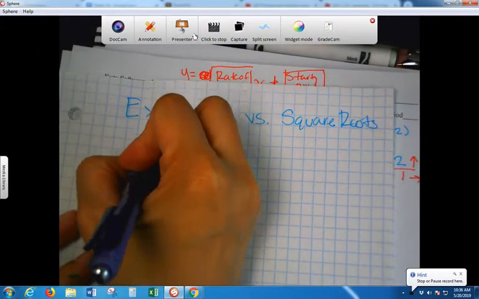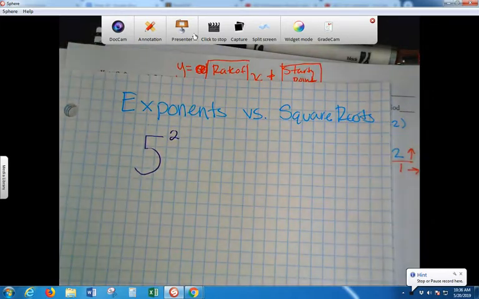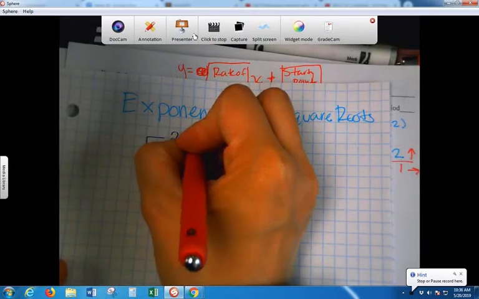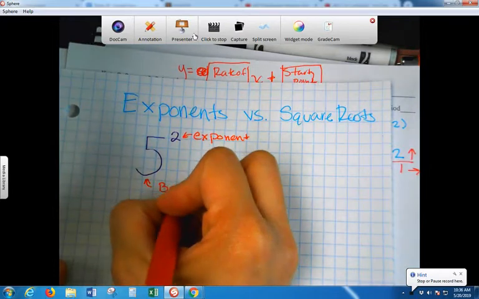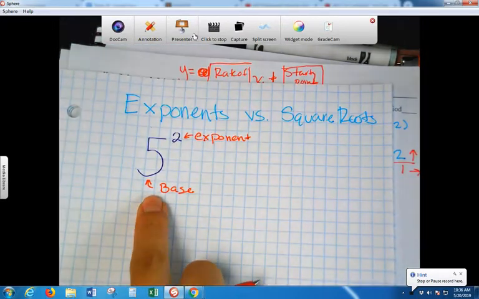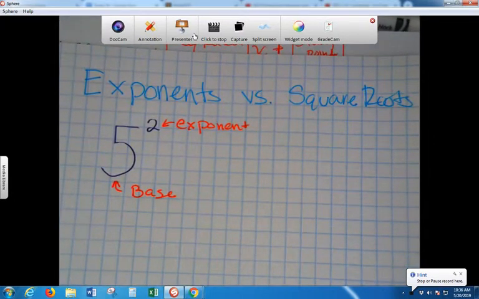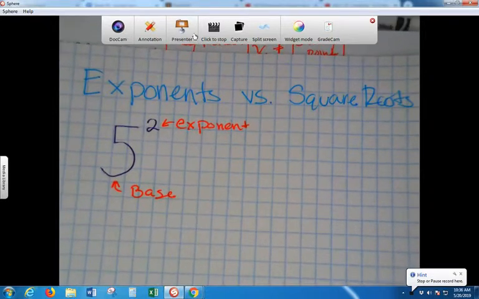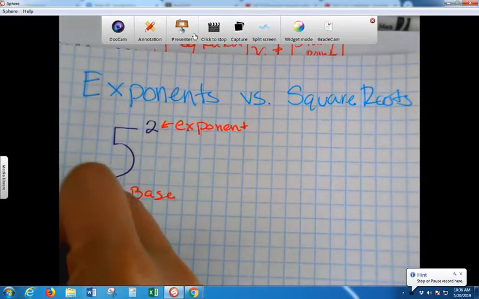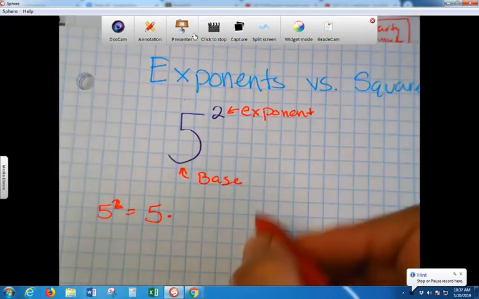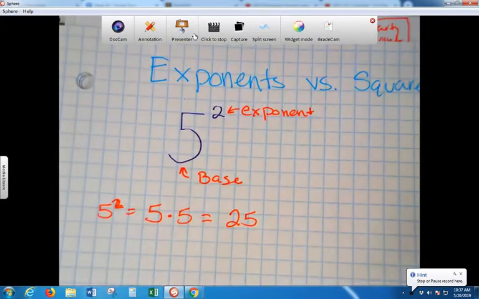Here is 5 to the power of 2, right? The 2 is your exponent, your power, yeah. And the 5 is called your base. Some kids don't know that that's called your base. So that's your base, and then the 2 is called your exponent, okay? Now, what does 5 squared mean the long way? 5 times 5. Very good. So 5 squared means 5 times 5, so it equals 25. Very good. Okay?